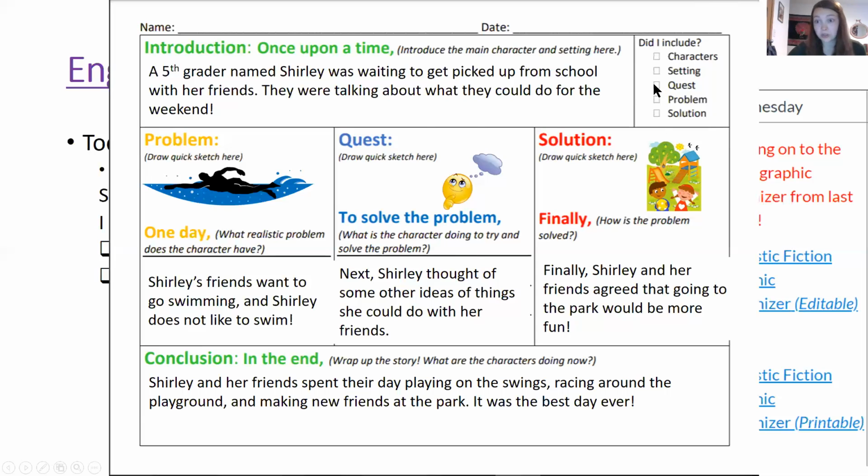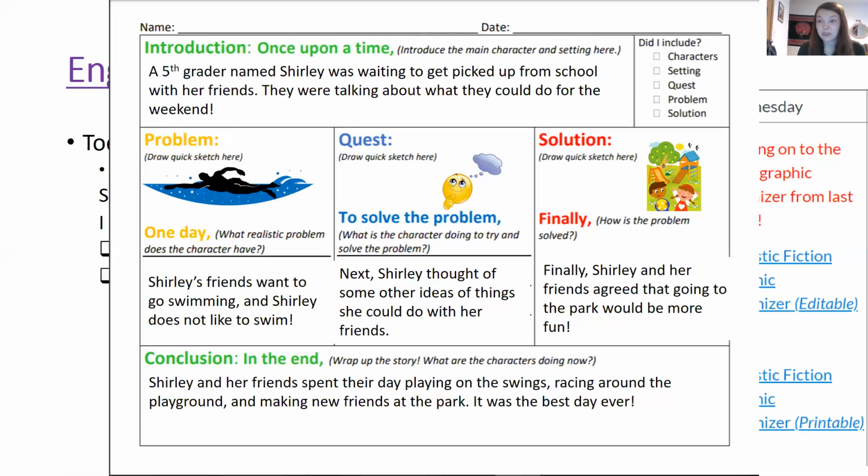Okay, so did it include the quest, a way to solve the problem? And right here it says Shirley thought of some things she could do with her friends, which is her way of trying to solve the problem. Does it include a problem? So I've got my problem right here and a solution. So you can use that checklist at the end of finishing up your introduction and conclusion to make sure you have all the important things that you need today in your graphic organizer.